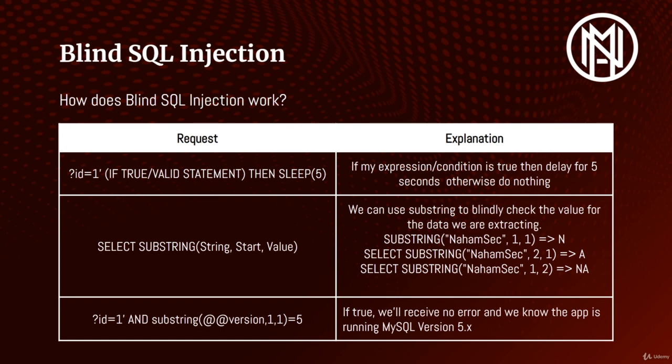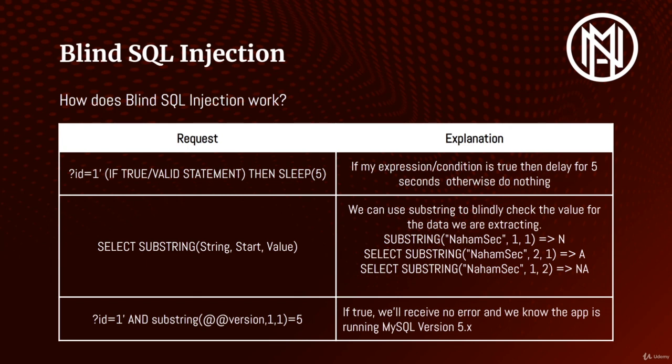If it is true, it's going to come back and give us no error. And if it's not true, it's going to give us some sort of an error indicating that it didn't work. In the second line, we're saying select substring nahamsek, start at value 2, and give me the first letter. We're getting an A back, which is the second letter of the string nahamsek. But we can also ask it to give us 2 letters back. We can say, start at position 1, and give me the first 2 letters, which is NA.